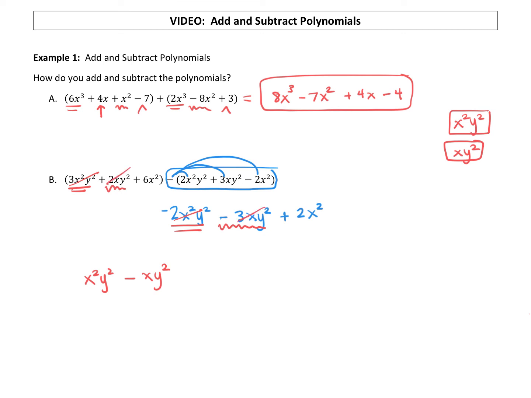All right, so now if I look at what's left, here's an x squared, here's an x squared. Those are going to be like terms. So 6x squared plus 2x squared, 6 plus 2 is 8. And then just remember, your exponents do not change with addition and subtraction problems. And there's our polynomial.